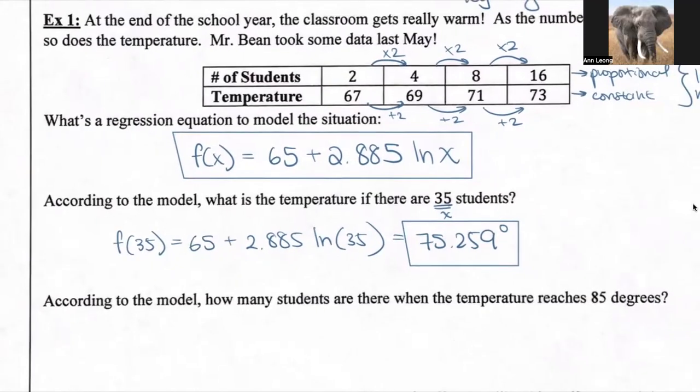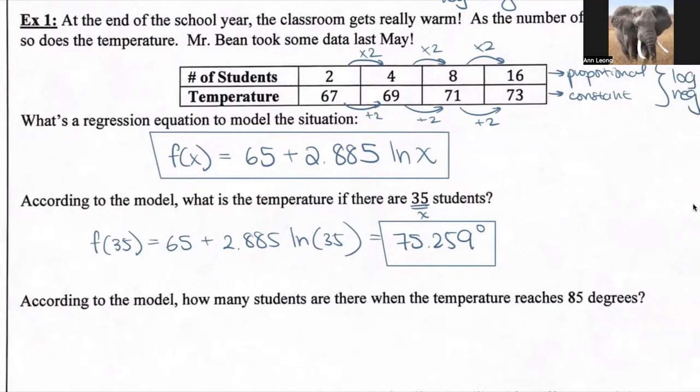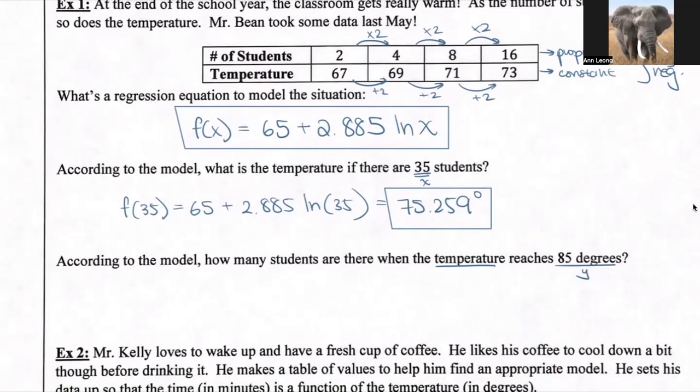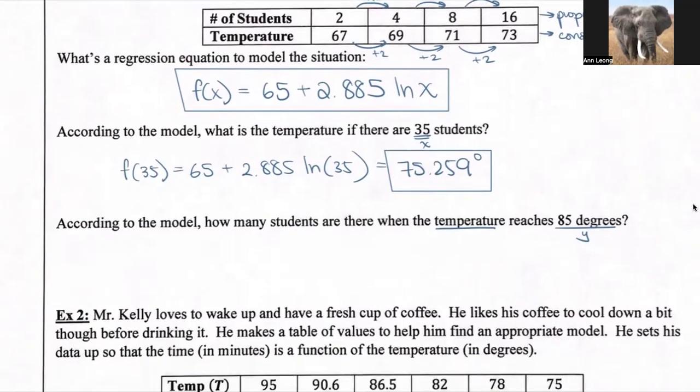So this will be 75.259 degrees. And make sure you put units, especially if it's a word problem. This lesson is all about context, so having those units helps with that context. Now according to the model, how many students are there when the temperature reaches 85 degrees? So that means our y is 85 degrees. Let's set that up: we have 85 set equal to that.